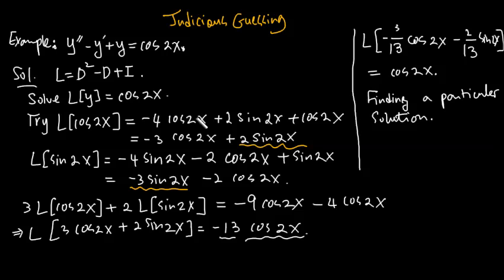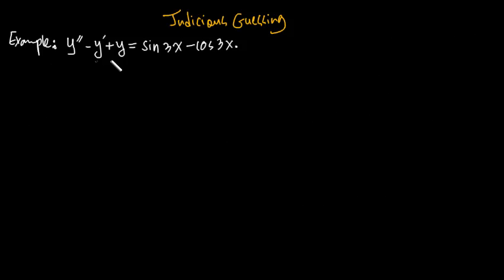So the second method is going to be more efficient if the right-hand side is not just a single term like this. For example, for problems like this, we've seen that if you try sine 3x, it'll create a constant times sine 3x and a constant times cosine 3x. So having the same argument, 3x and 3x, is kind of coming together. So we had better try the most general form.